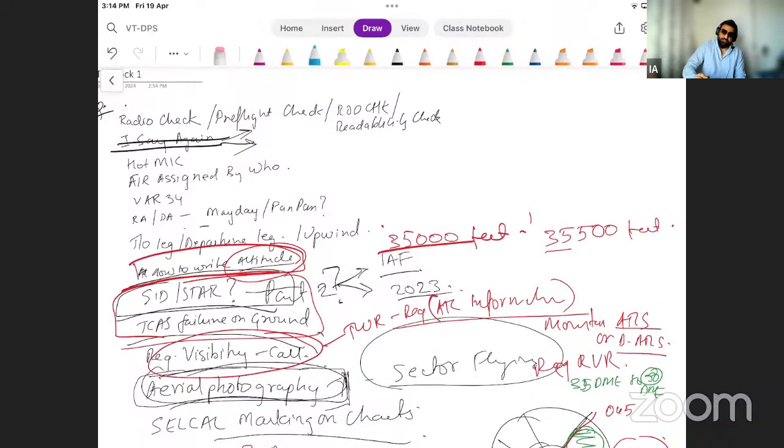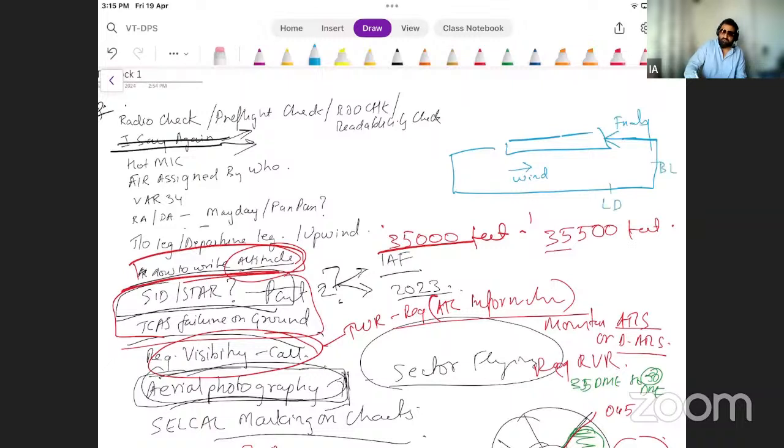Takeoff or departure leg. Now there are different diagrams in different places, so there's a confusion. But if this is wind, then you land opposite to wind always. So here you have your finals, you have your base leg, you have your late downwind, and you have your downwind. And this is your takeoff leg.